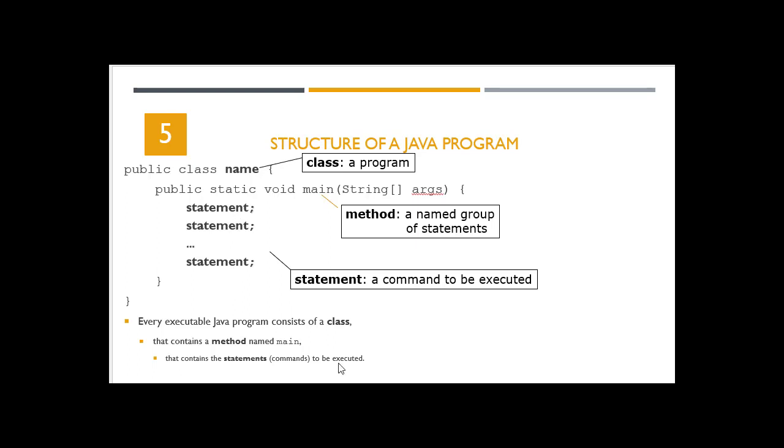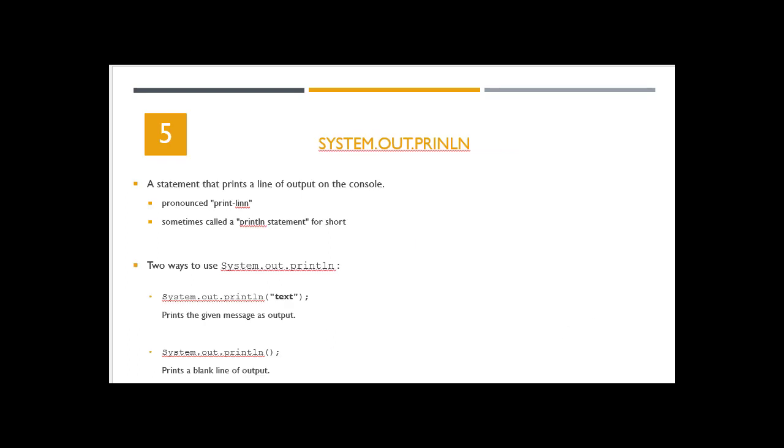So every executable Java program has at least one class. By the end of the semester, you may have several classes, and actually within a few weeks, you're going to have several methods besides main. And within each method are statements. So it's kind of a hierarchy: class, within classes are methods, within methods are statements. Let's talk about that.